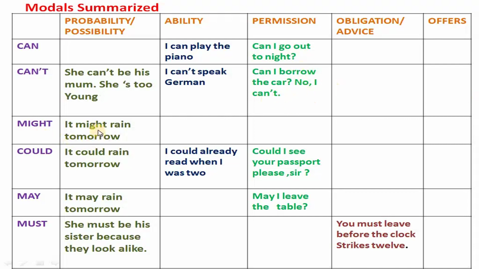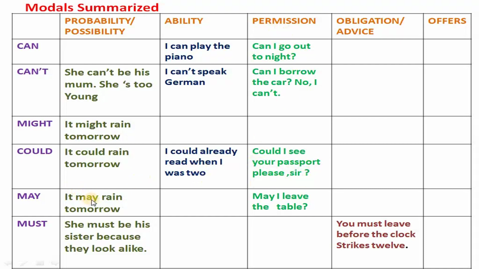Might. It might rain tomorrow. That is probability or possibility. Could. It could rain tomorrow. It's also probability or possibility. Ability: I could already read when I was 2. Could I see your passport, please, sir? This is permission.